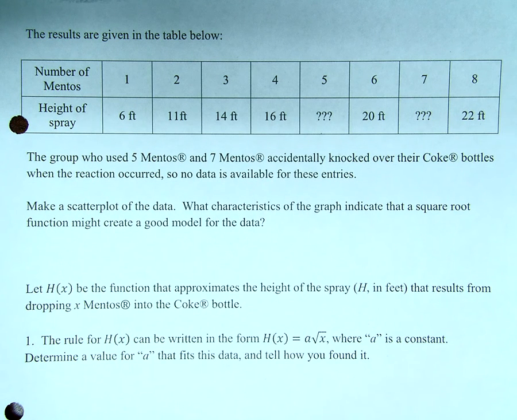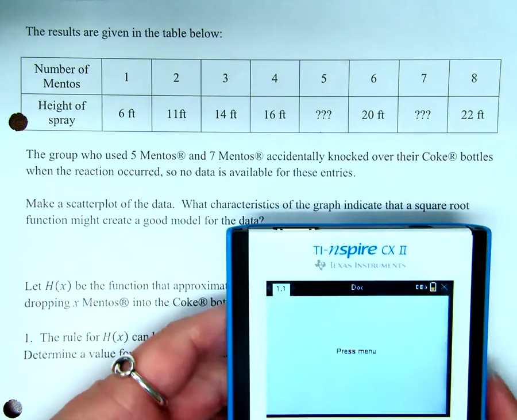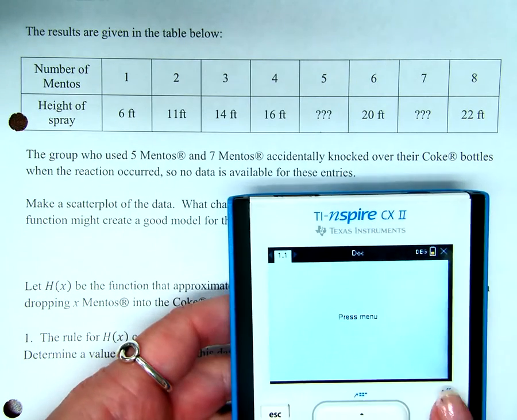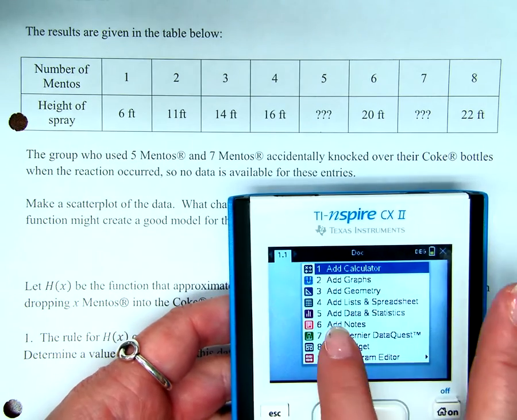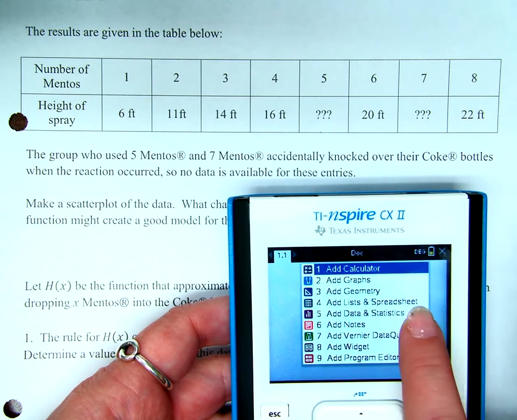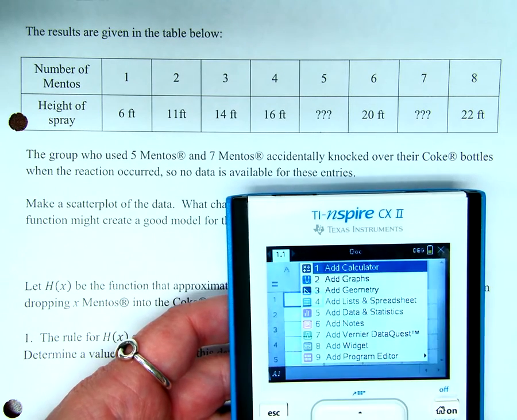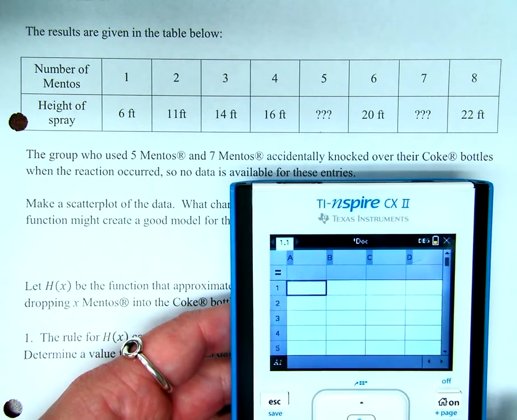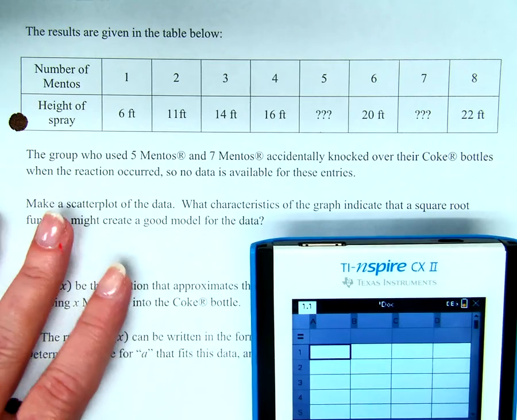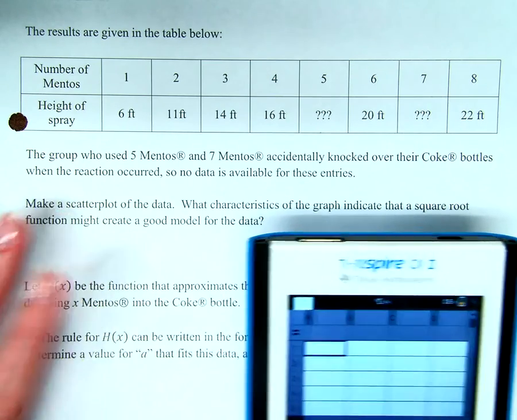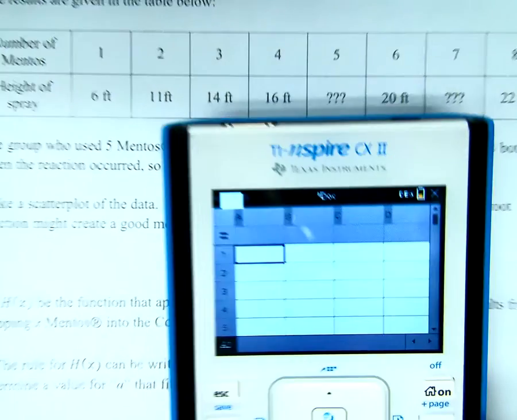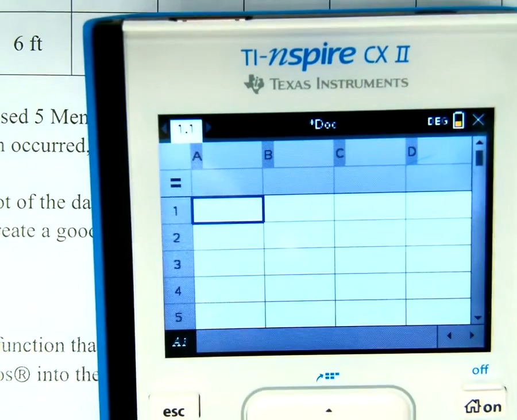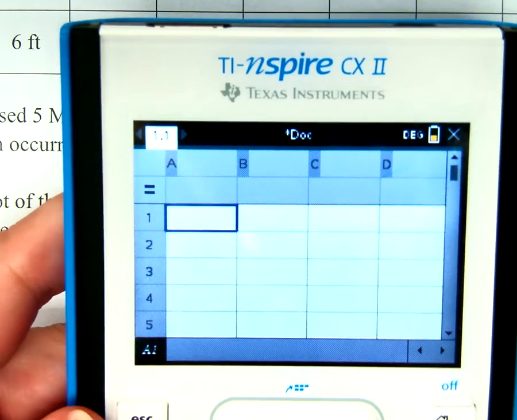Do you remember how to make a scatter plot in your calculator, or is it okay if I remind you? Okay. So I'm going to start a new document, and I want to start in a list in a spreadsheet. So list and spreadsheet, which is number 4. You all have this worksheet in front of you, so I'm going to zoom in on my calculator so you can see my screen really well. You can see the data right in front of you, yes?